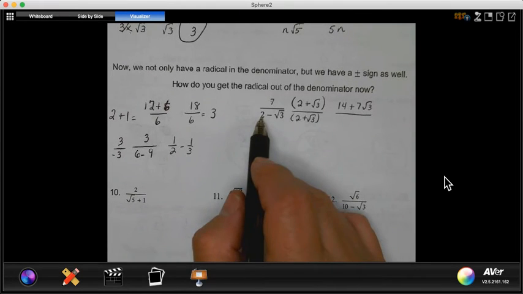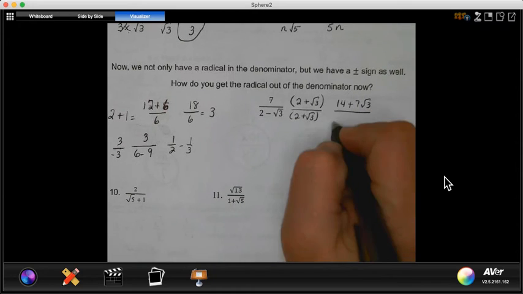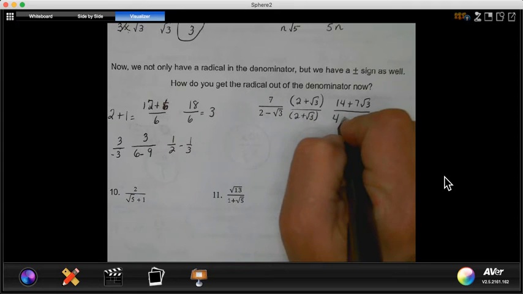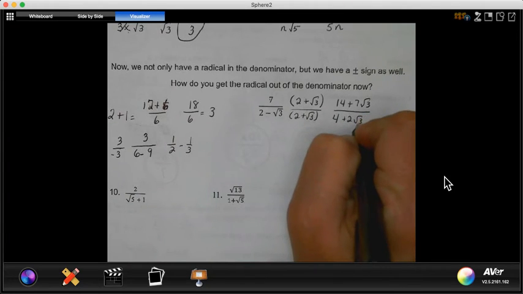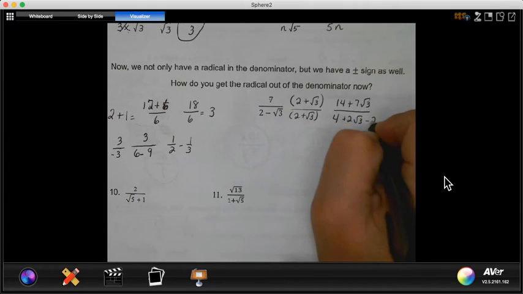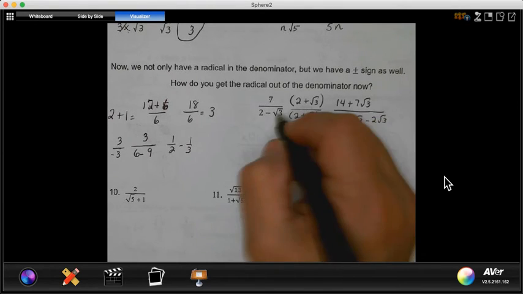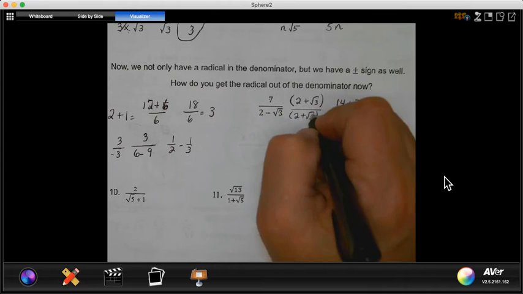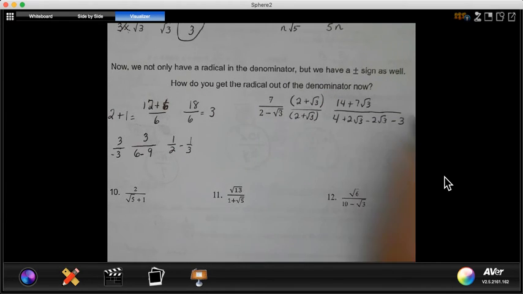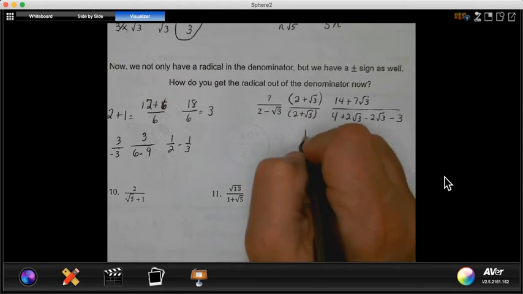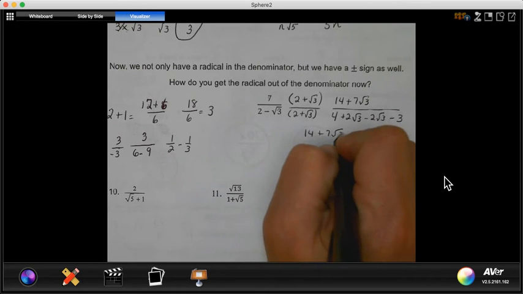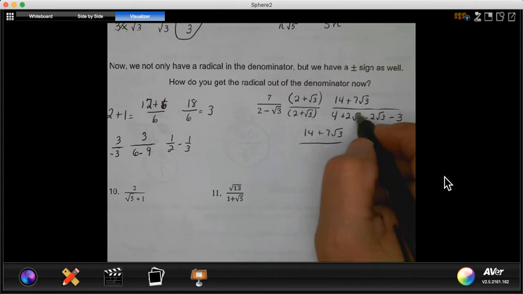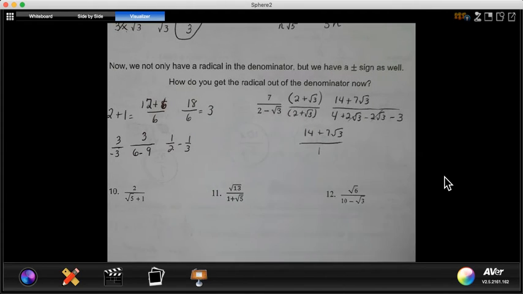Now in the bottom, look what I get. I get 2 times 2 is 4. And then I get 2 times root 3, then I get negative 2 root 3. And then a positive times a negative is a negative, and root 3 times root 3 is 3. So my numerator is 14 plus 7 root 3, and in my denominator, the roots cancel, and I'm just left with 4 minus 3 is 1.